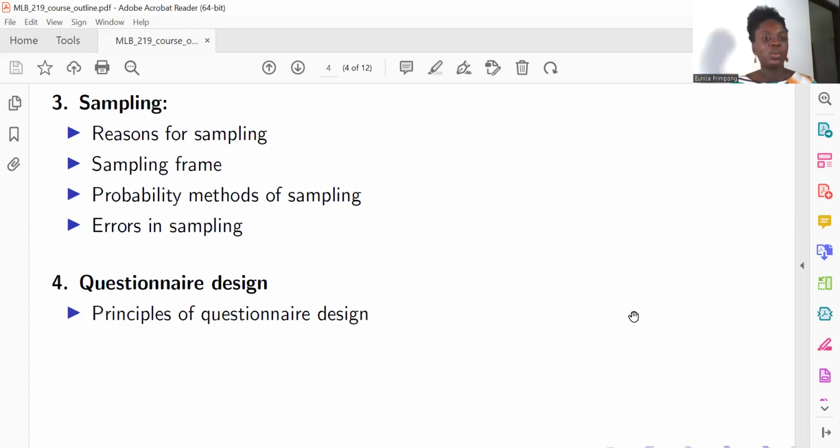The third section, we'll be looking at sampling. So under sampling, we want to understand the reasons for sampling. We will look at what a sampling frame is. And then we will explore some of the probability methods of sampling. And then we'll look into some of the errors we encounter when we are embarking on sampling.